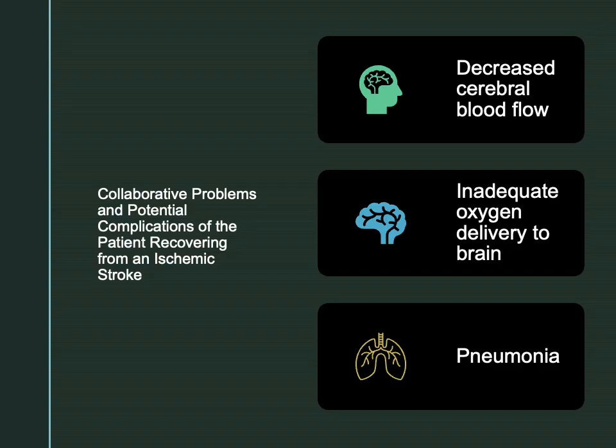Collaborative problems: decreased cerebral blood flow. So if they've got an issue with bleeding, there is a dance and a balance in trying to maintain them not being hypertensive, but at the same time making sure they have adequate cerebral blood flow, and especially if they have a hemorrhagic stroke, that could be a problem. Inadequate oxygen delivery to the brain. Again, we're supporting that with O2, and then risk for pneumonia, and basically protecting that airway.